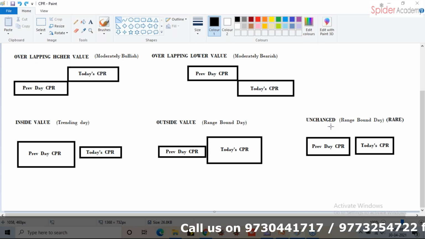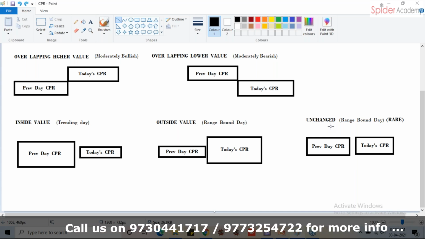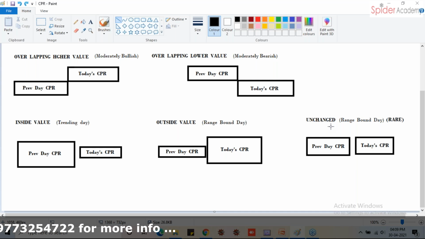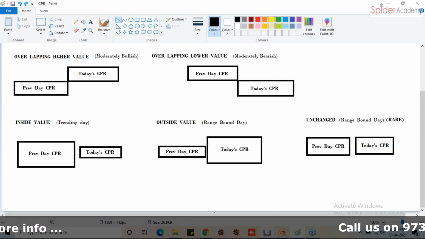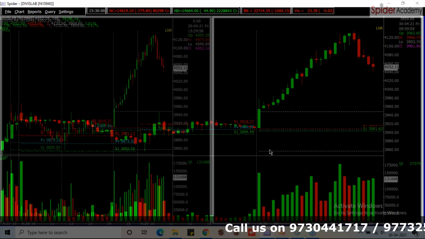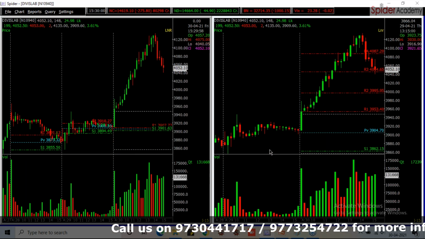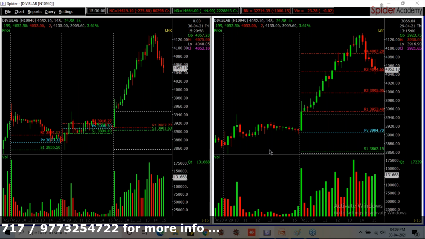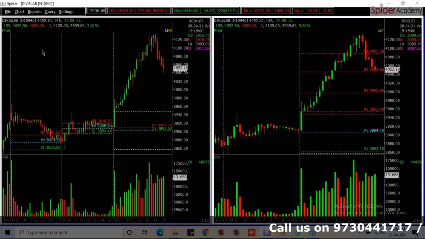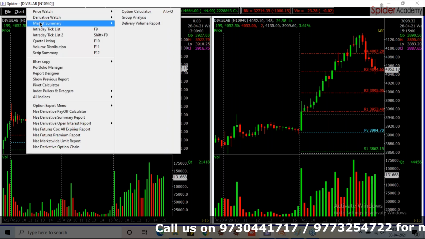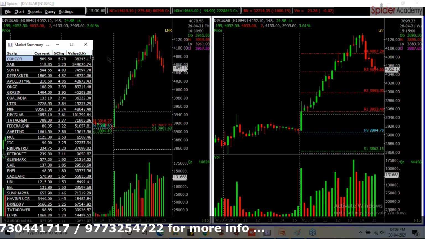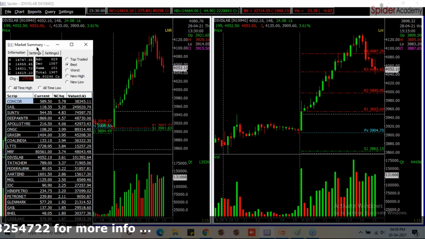Okay. After this, we will look at how this CPR will help us filter stocks for intraday. For filtering stocks in intraday, we will be using one feature in our Spider software, that is the market summary. For enabling the market summary, we will use the shortcut key F8, or we can click on Reports, go to Market Summary, then NSE Cash F8.